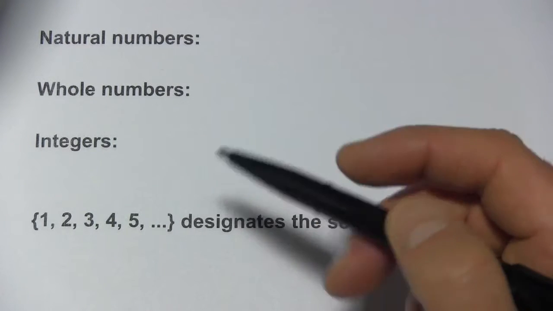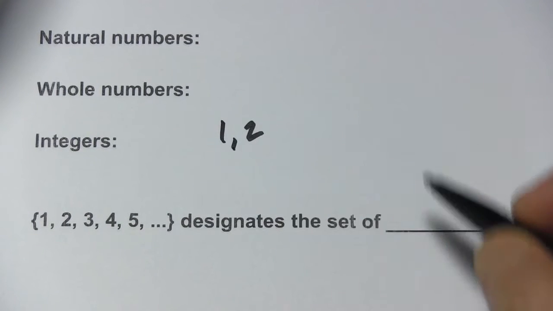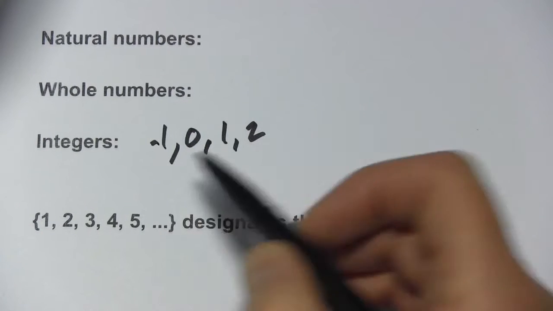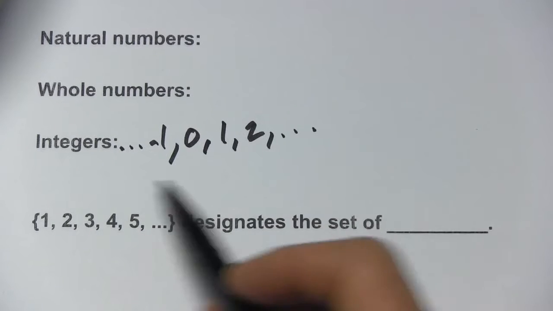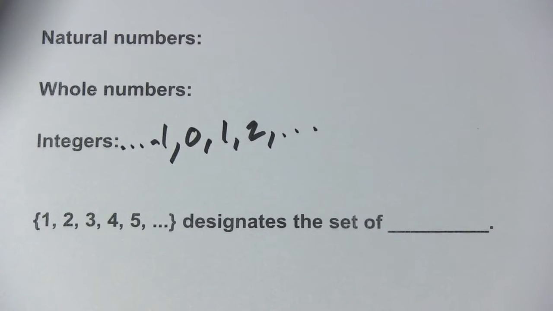It's not a fraction. So 1 is an integer, 2 is an integer, so is 0, so is -1, and so forth and so on. So it's all the positive and negative numbers that don't have any decimal part. Those are integers.